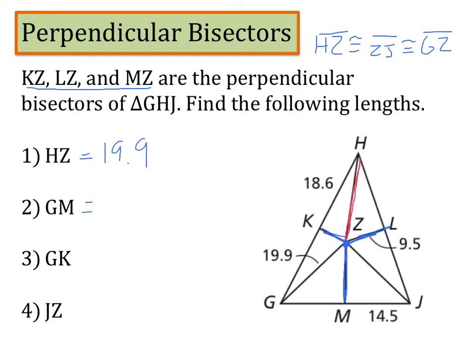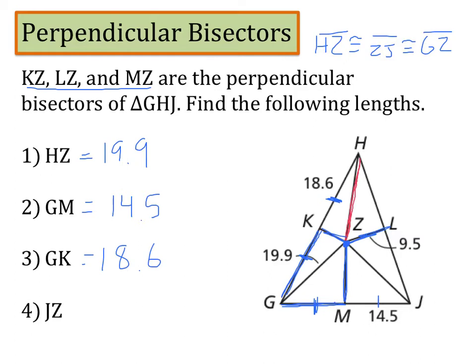Now for number 2, for GM, that's this length right here, and since MZ is a perpendicular bisector, this segment has to be congruent to this segment. So GM is 14.5. Look at number 3, GK. Now GK is this length right here. Once again, these are both perpendicular bisectors, so this segment right here has to be congruent to this. So GK would be 18.6.